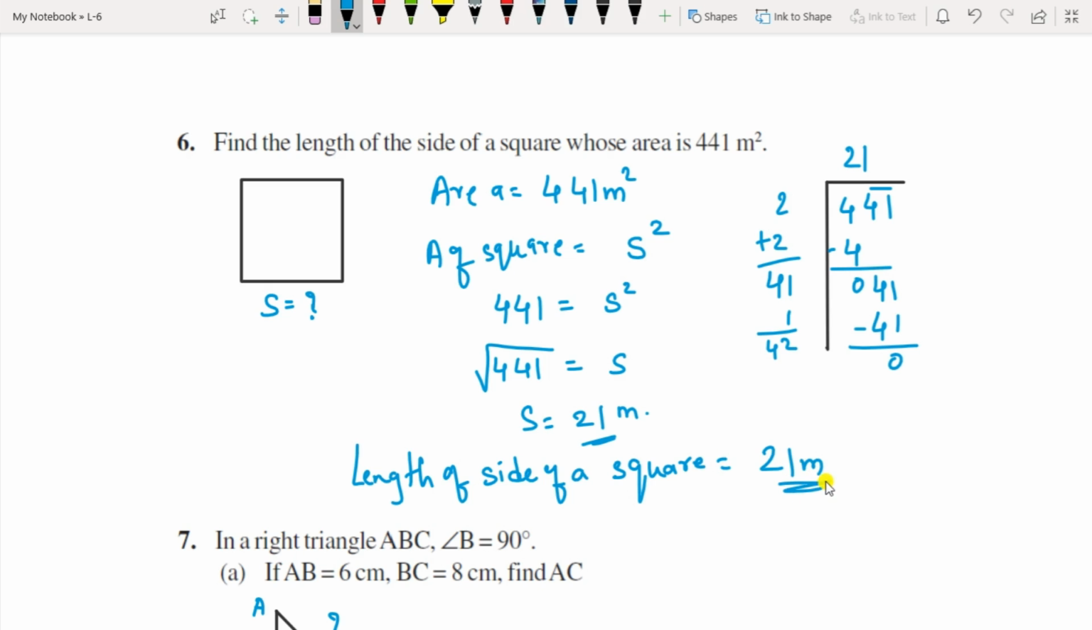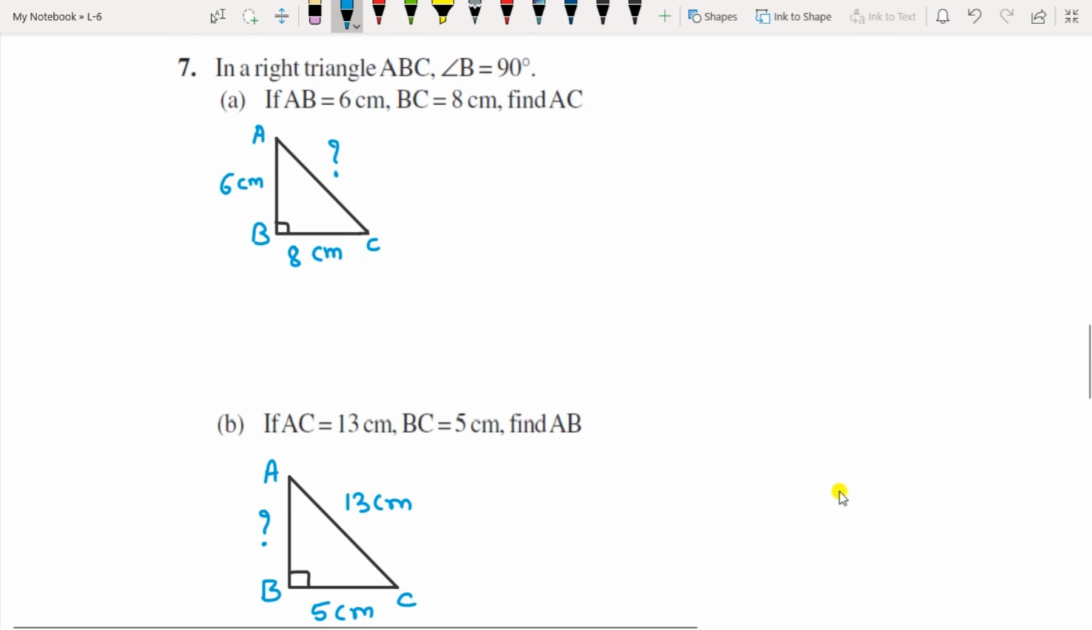Okay. Then question 7 is this right angle triangle, which is right angled at B. Now in a right angle triangle, the side which is opposite to the 90 degree is called the hypotenuse, and these are its arms, or it is also called side 1 and side 2. The general formula to solve this right angle triangle is called the Pythagoras theorem. It is hypotenuse square equal to side 1 square plus side 2 square.